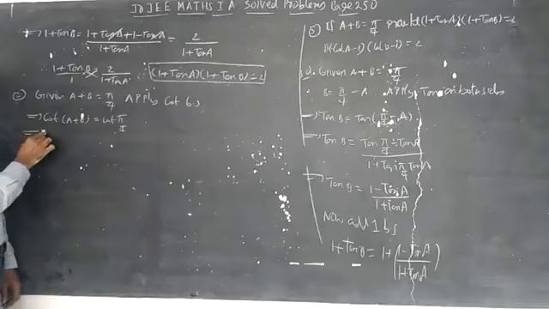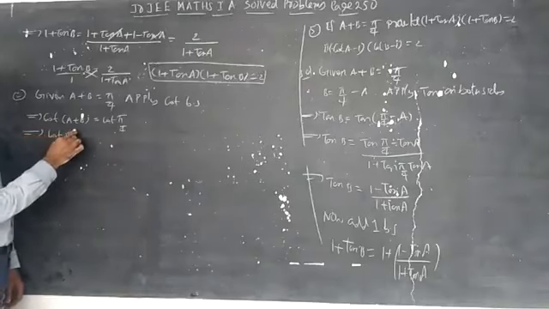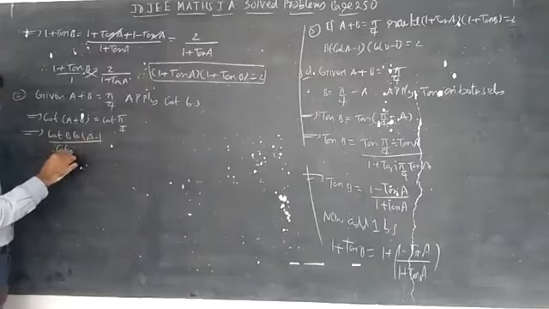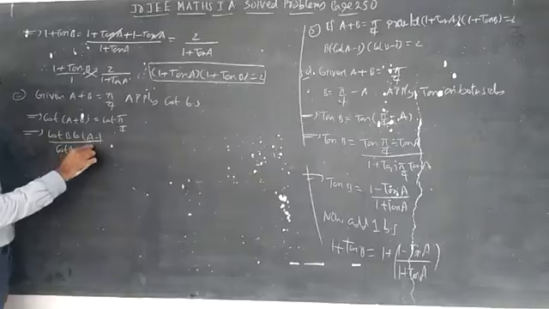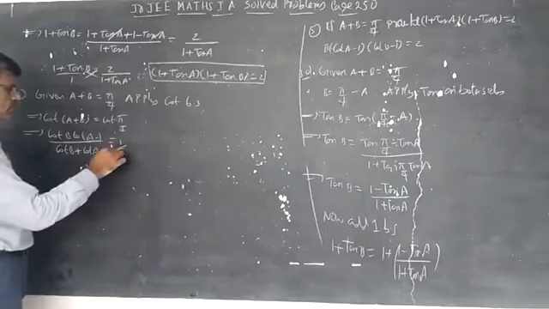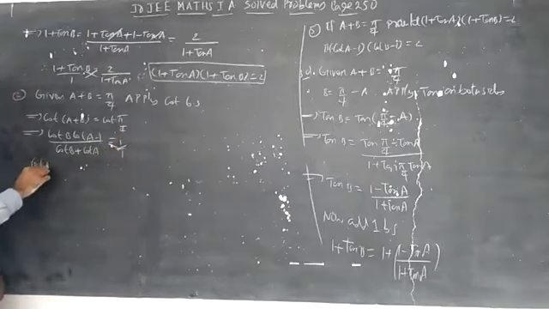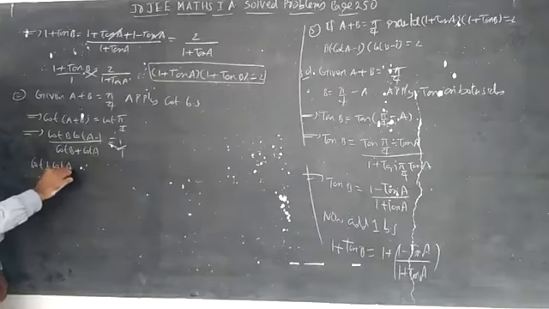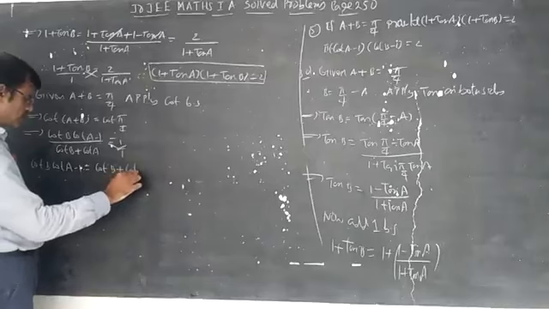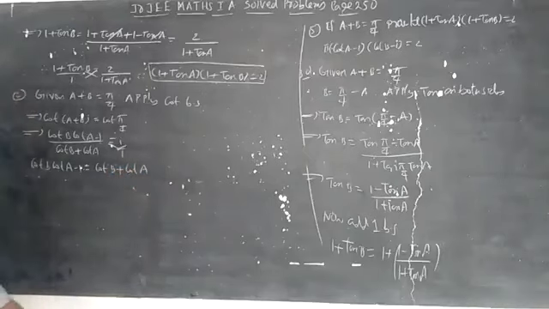Cot of a plus b formula, cot b cot a minus 1 by cot b plus cot a is equal to 1, value of cot 45. Take cross multiplication. You get here cot b cot a minus 1 is equal to cot b plus cot a. We need to prove cot a minus 1 into cot b minus 1 equal to 2. So, better to add one both sides.